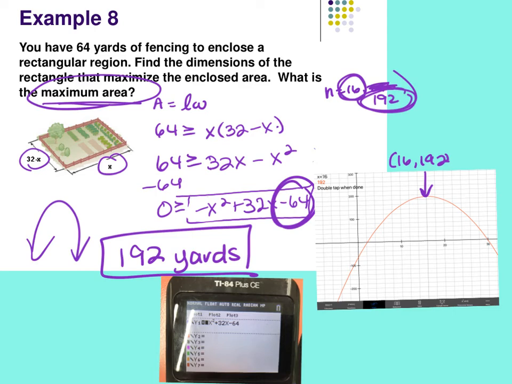Oh, because I changed the window. You'd have to change the window a lot because that top is 192. So your Y max would have to go bigger than 192. Does that make sense? Once you get a better idea of where it's at, then I would probably change the window. But I have to figure out where that is first.